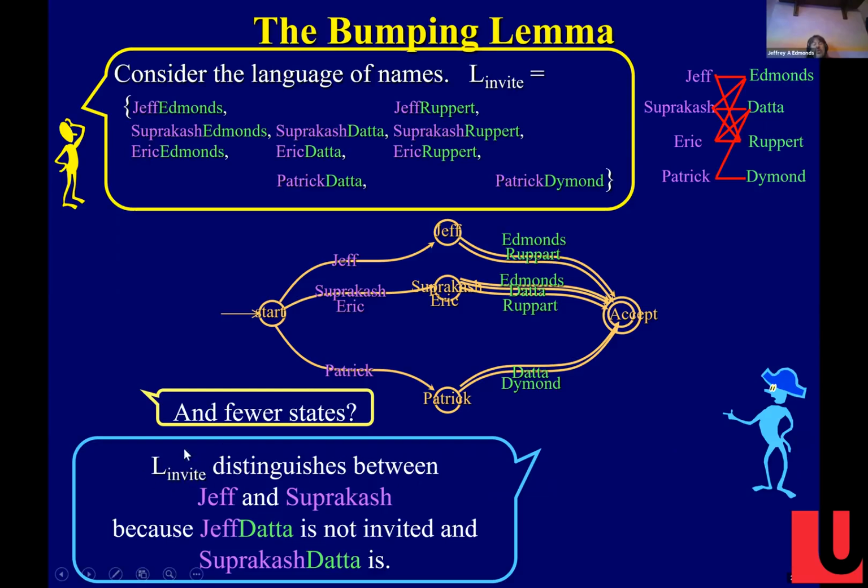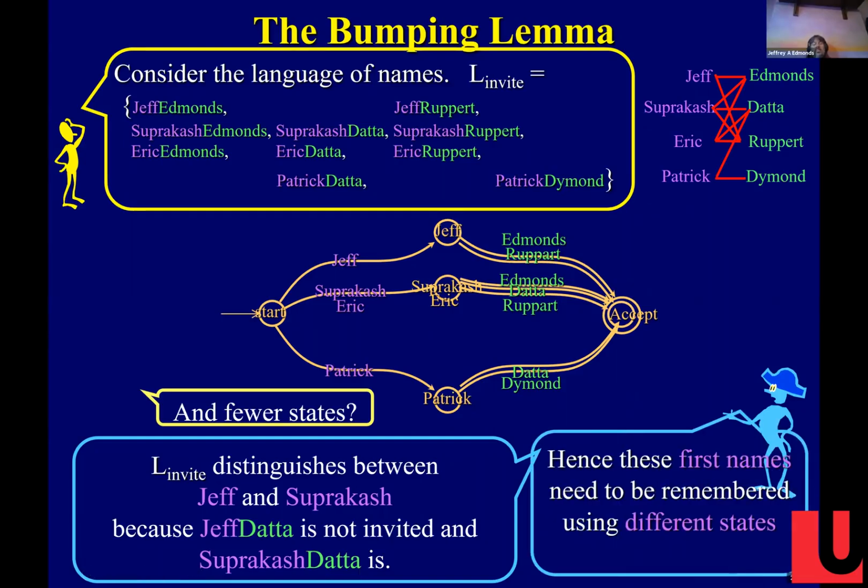So this language, who's going to be invited to the party, distinguishes between Jeff and Supercash. Why does it distinguish between Jeff and Supercash? As I said, because there's a future, right? If Jeff is alpha and Supercash is beta, then there exists a zeta, Data, such that alpha zeta is invited and beta zeta is not invited, meaning Jeff Data, right? Does that make sense? That's why they're distinguished. So because they're distinguished, they need to be in different states.